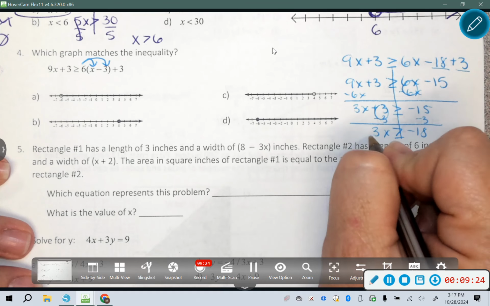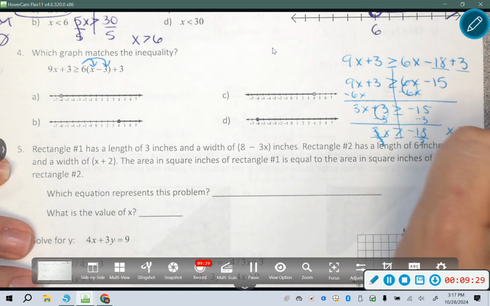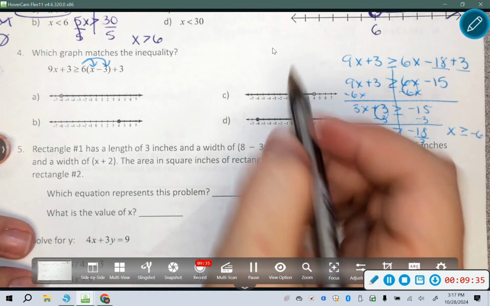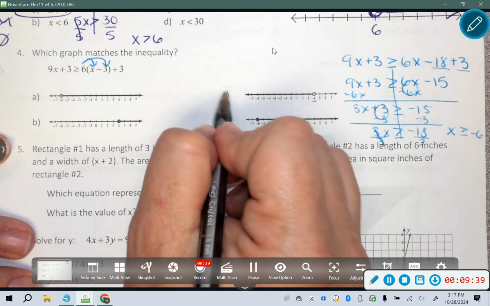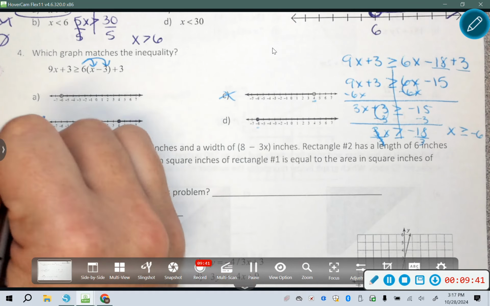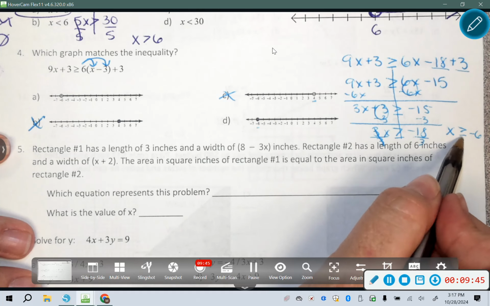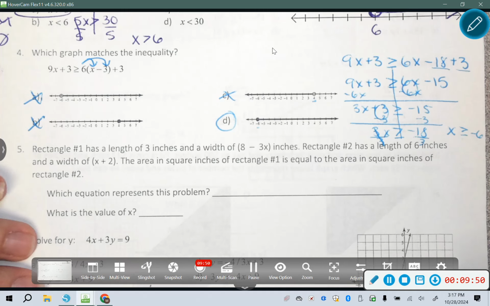Last step is to divide. Divide by 3, divide by 3. And I get x is greater than or equal to negative 6. Now I don't have to flip my symbol. I did not divide by a negative. So x is greater than or equal to negative 6. This is at 4. This is at negative 6. So I can cross off C. This is at 4, so that's wrong. So I have negative 6, open dot, closed dot. Well, x is greater than or equal to is going to be a closed dot, so A is not right. So D is my answer.